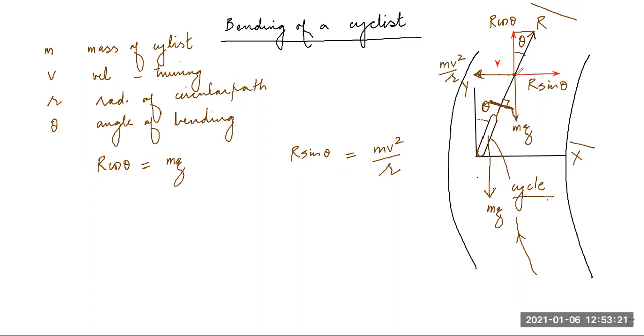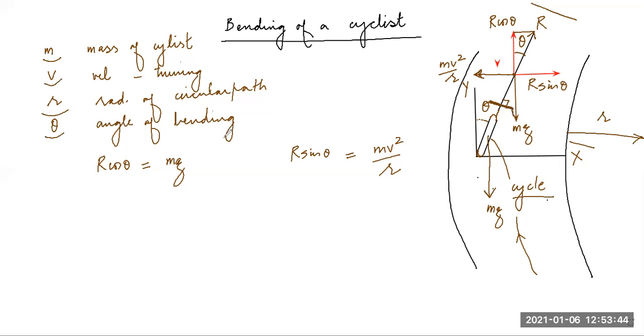On this point, the weight of the cycle will always act downwards, mg, right? m is the mass of the cyclist along with the cycle. v is the velocity while turning. r is the radius of the circular path. I mean, this is a circular path. Draw this complete circle, then this will be the radius. Theta is the angle of bending.